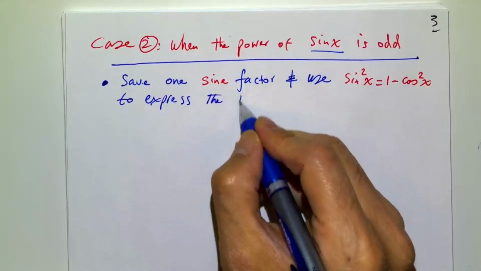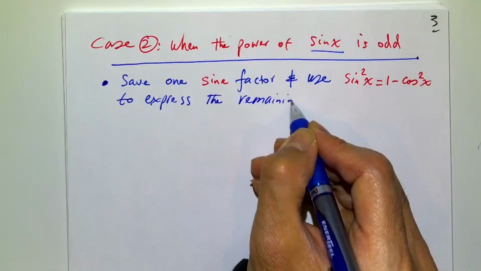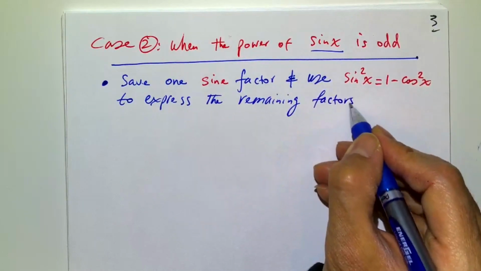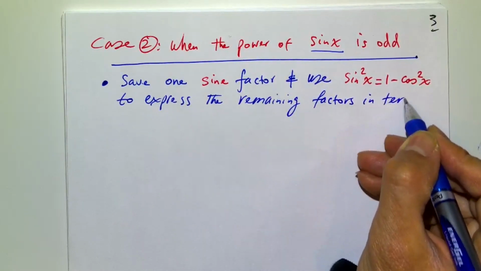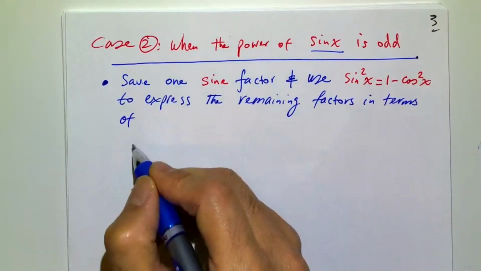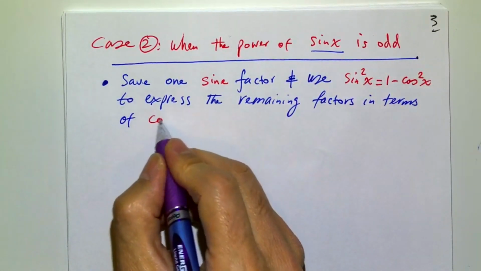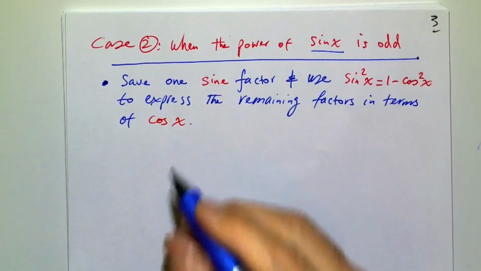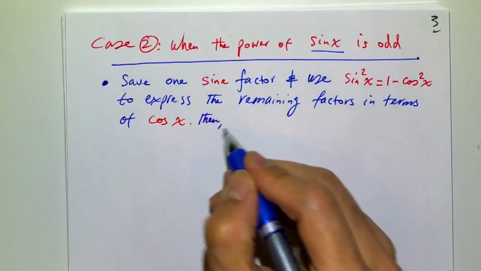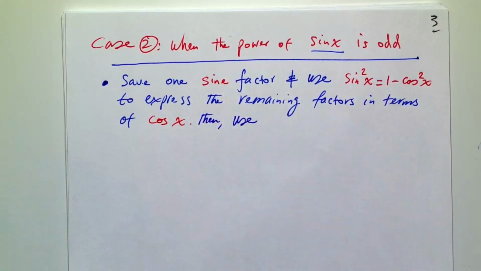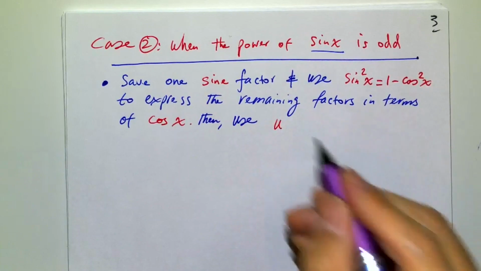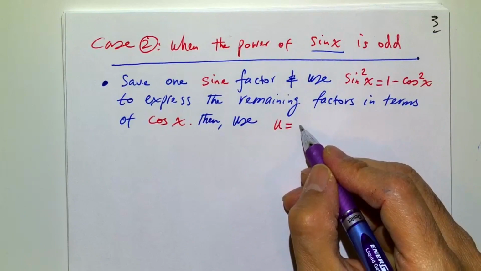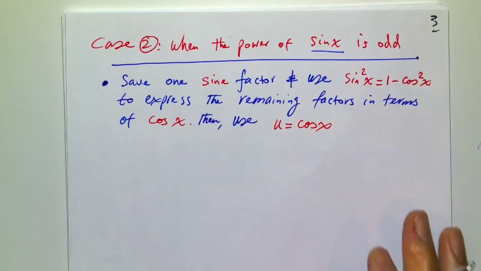To express the remaining factors in terms of cosine of x. After that, of course, we want to use u. That last time we used u equals sine of x, so we now use u equals cosine of x.